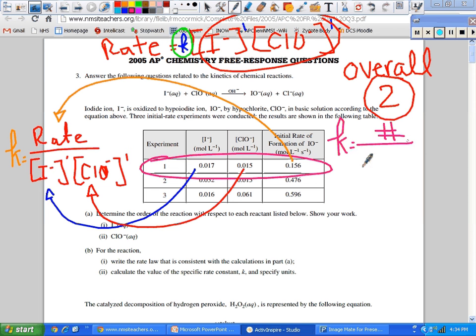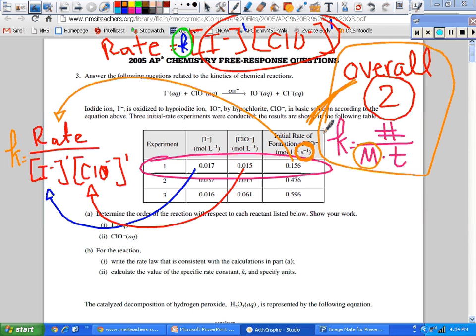Now, why is there molarity in this one? Because this is an overall second order. Hypothetically, let's talk about it. What if it was an overall first order? Just so you can see it. It would be K equals 1 finger up, 1 finger down. How many molarities? None. It would just be a number over time. That's for first order. If it was overall third order, it'd be molarity squared.